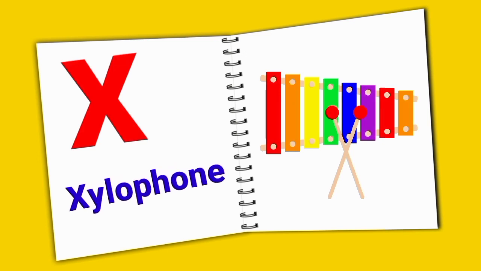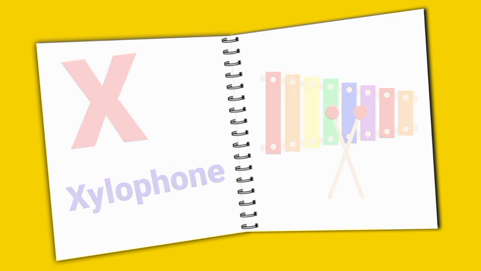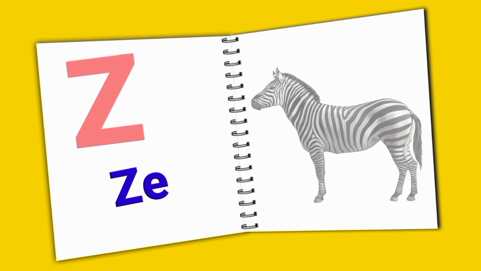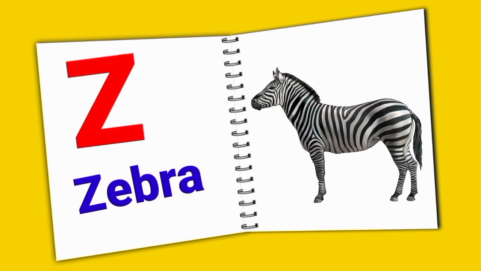X for xylophone. Xylophone means xylophone. Y for yak. Yak means yak. Z for zebra.